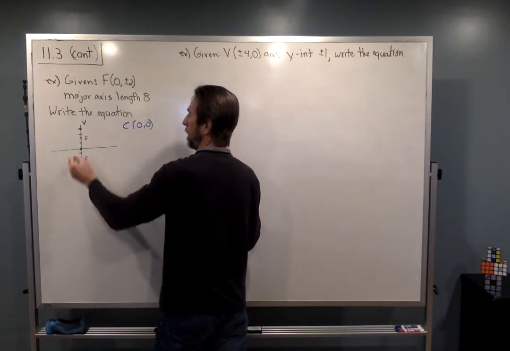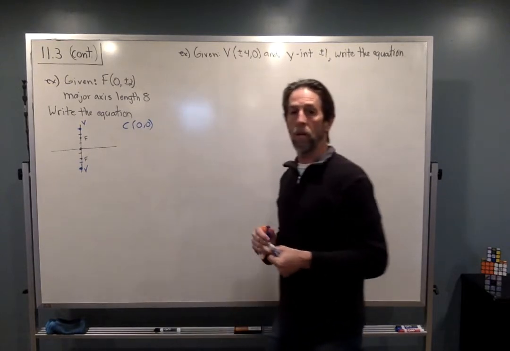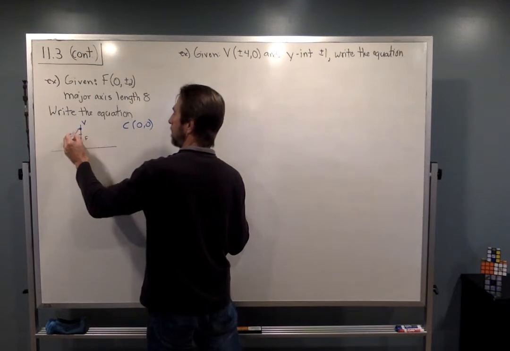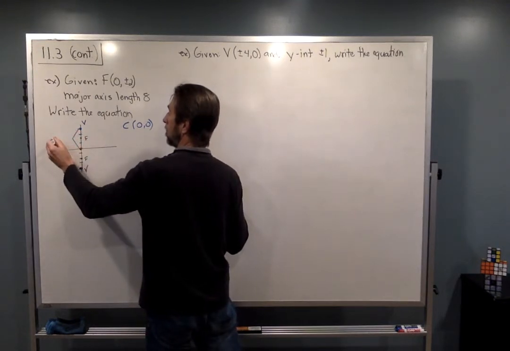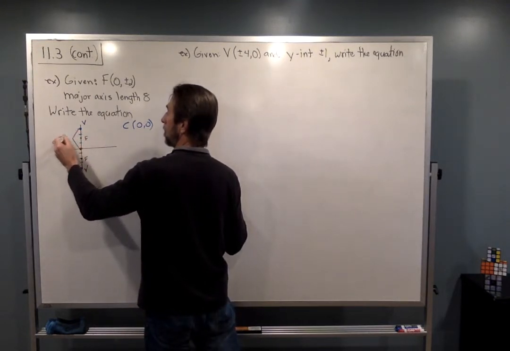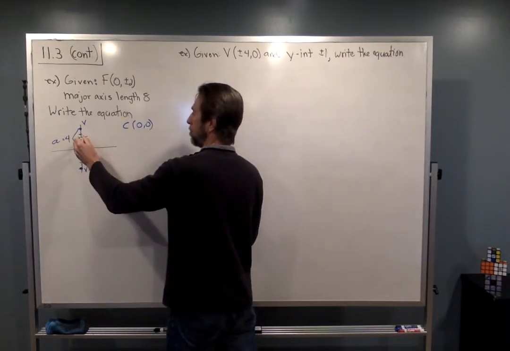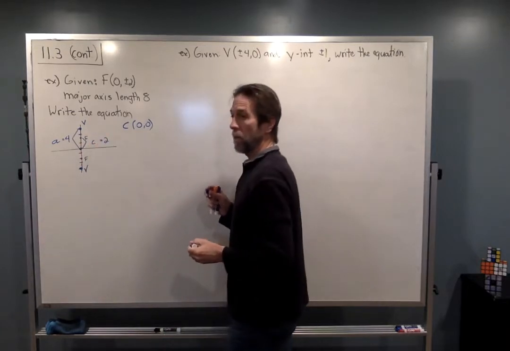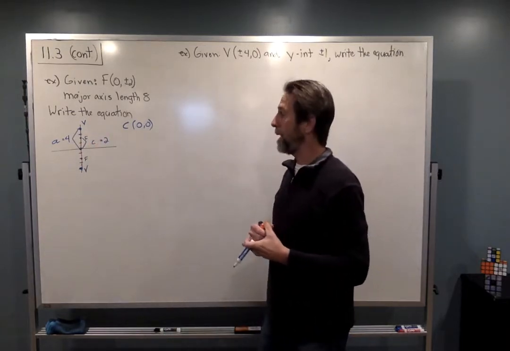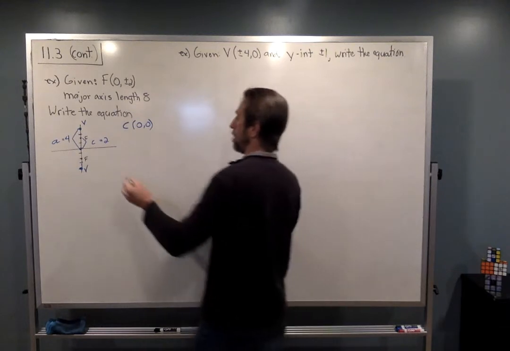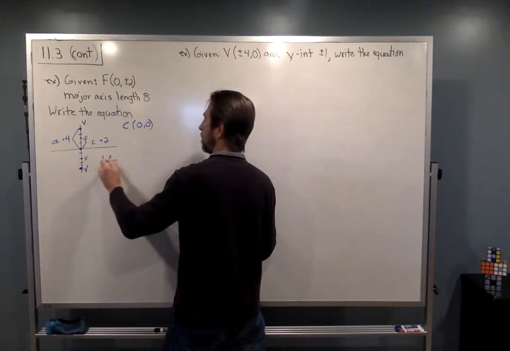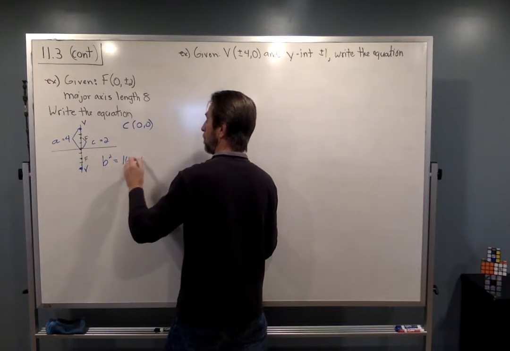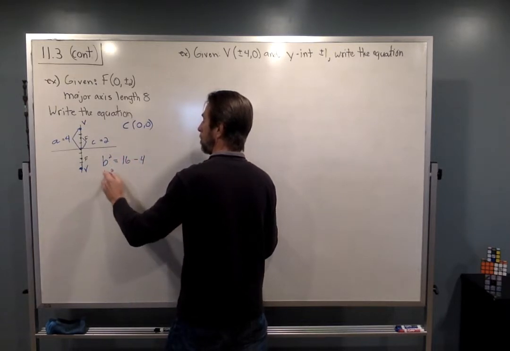Now the vertices really play no role in the equation of my ellipse. But what's important is that we now know that this distance is 4, so A is 4. This distance from the focus to the center is C, and C is 2. Because of those two pieces of information, I can now find B. Remember, B squared equals A squared, which is 16, minus C squared, which is 4. So B squared equals 12.